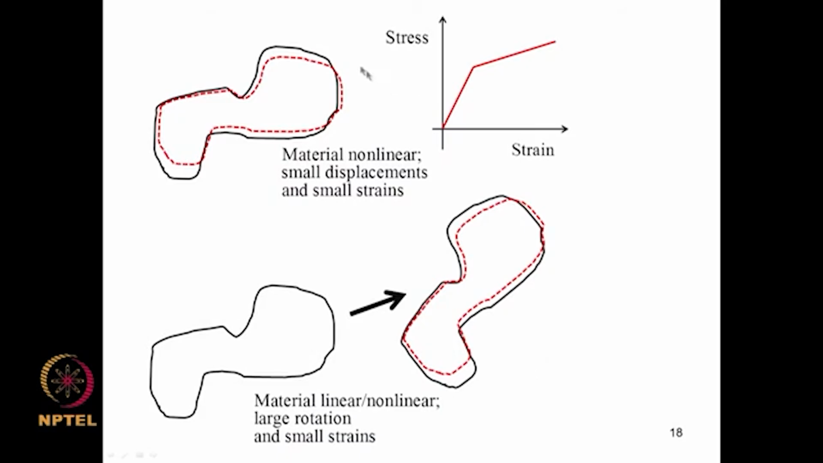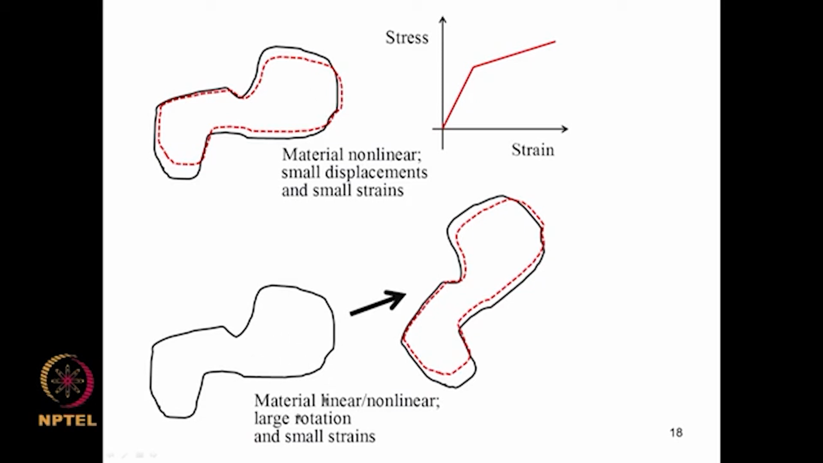So, a structure can behave in different ways. For example, the material of the structure could be nonlinear, but there could be small displacements. So, the typical force response diagram may look like this. The deformations are not large, but the material of the structure has already entered a nonlinear regime. So, it is nonlinearity in constitutive relations.